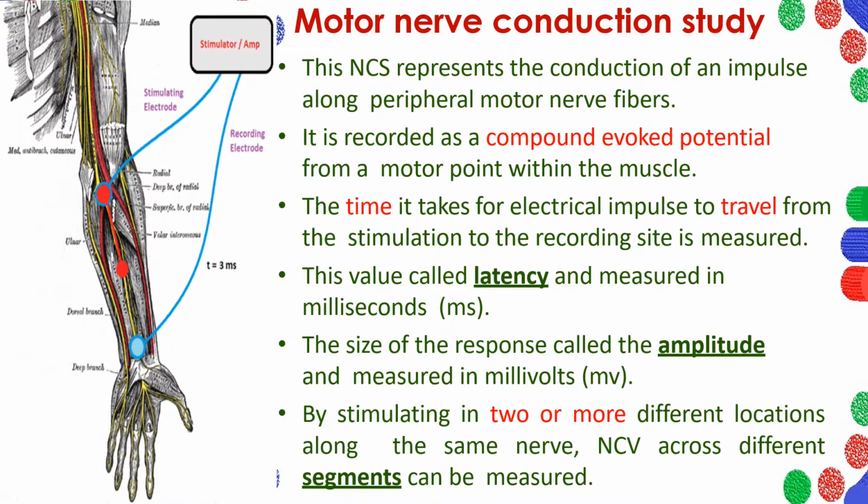So in motor nerve conduction studies, we are studying the peripheral motor nerves, and these peripheral motor nerves are compound motor nerves. There are various types of motor nerves combined into a single nerve. That is why it is known as a compound evoked potential, obtained from the motor point.